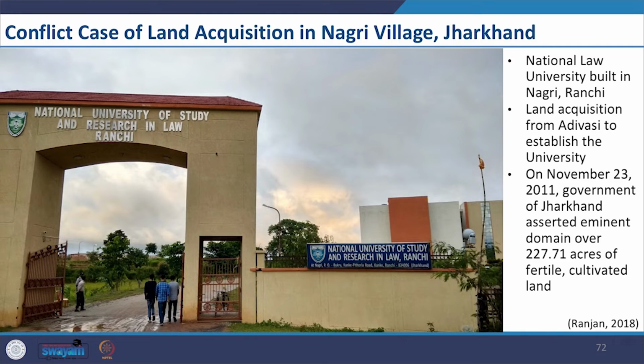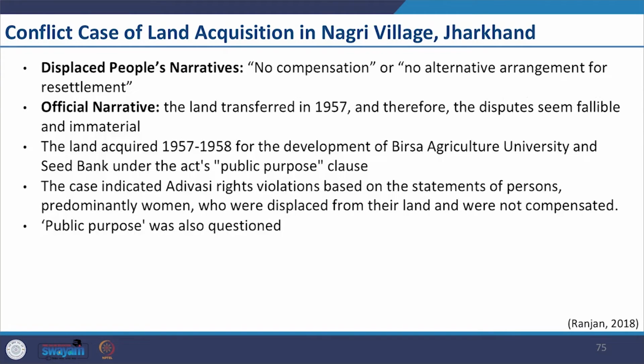The Government of Jharkhand asserted eminent domain over 227 acres of fertile cultivated land under the Emergency Clause of the Land Acquisition Act of 1894. The narratives of the displaced people indicated no compensation and no alternative arrangement for resettlement. The official narrative establishes that the land was transferred in 1957, and therefore the disputes seem fallible and immaterial.